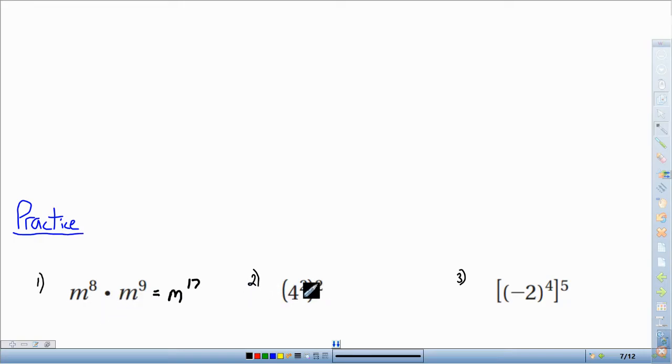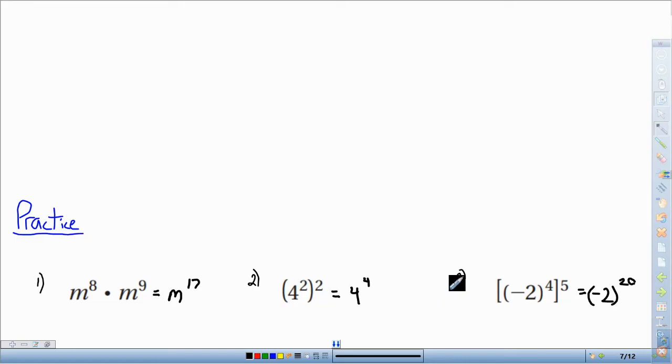On number 2, we have power of a power. This is when we multiply. So this is going to give me a 4 to the power of 2 times 2, 4. And then on number 3, same idea, power of a power. This is going to give me a -2 to the power of 4 times 5, 20. So -2, don't forget, that needs to be in parentheses. That negative is part of the thing that's being taken to the power of 20.